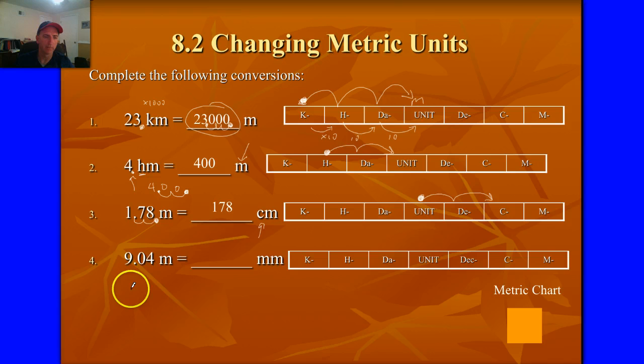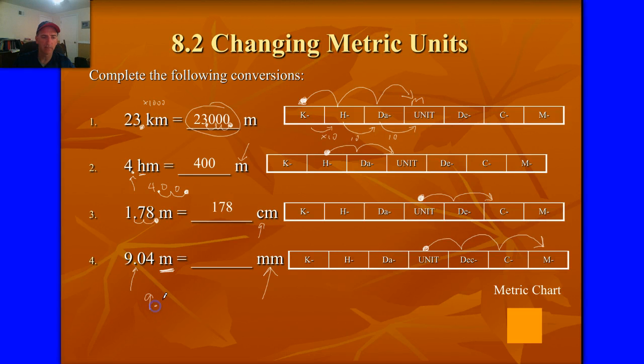Lastly, look at number 4. Here's your decimal place. I want to go from meters to millimeters. Meters is right here. All right, let's count. Just looking at this part over here. 1 space, 2 spaces, 3 spaces to get to milli. So move it 3.